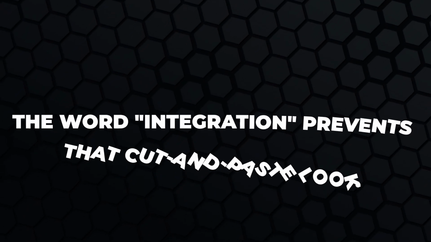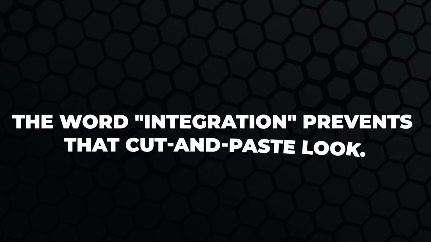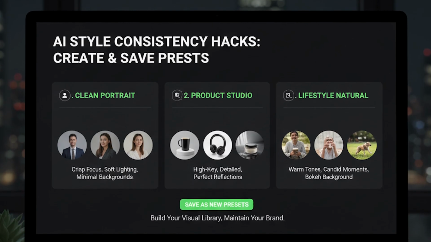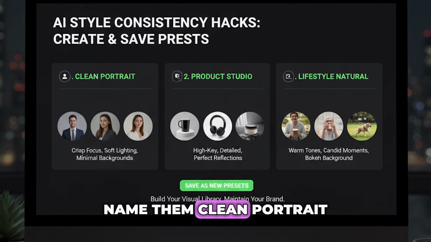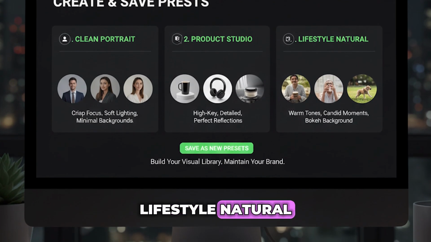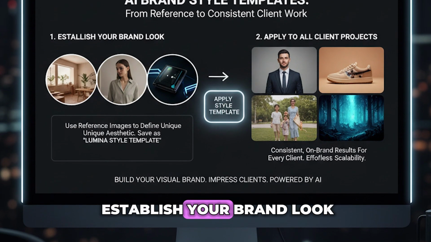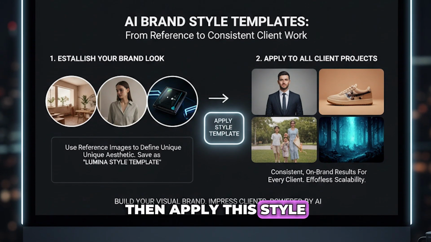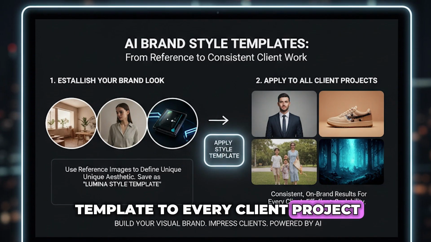The word integration prevents that cut and paste look. Style consistency hack: create 3 preset styles. Name them Clean Portrait, Product Studio, Lifestyle Natural. Use reference images to establish your brand look. Then apply this style template to every client project.